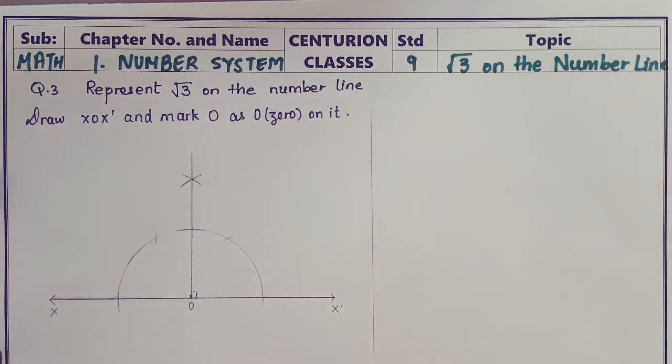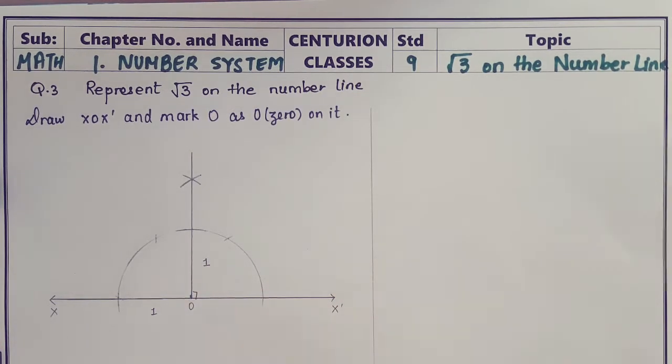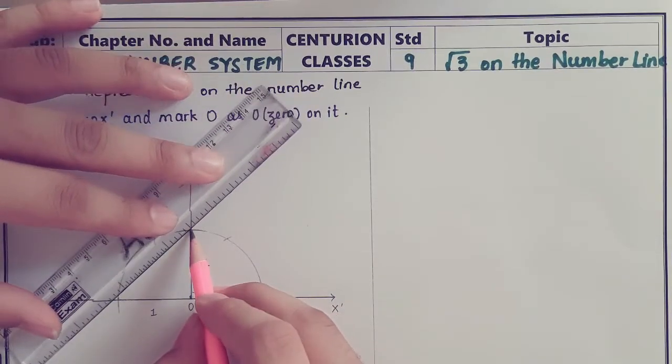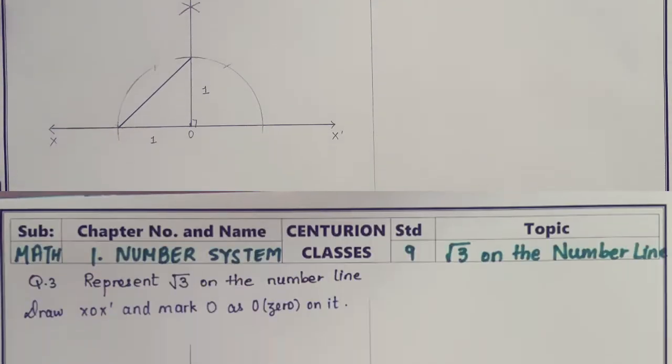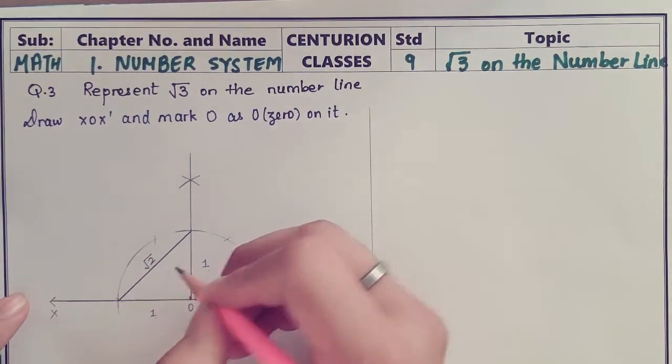Now what will be the next step? As this is 1 unit we have taken, this is 1 unit and this is also 1 unit. Now our next job is to connect these 2 points over here. So this is 1 and this is 1, so this hypotenuse will be root 2.